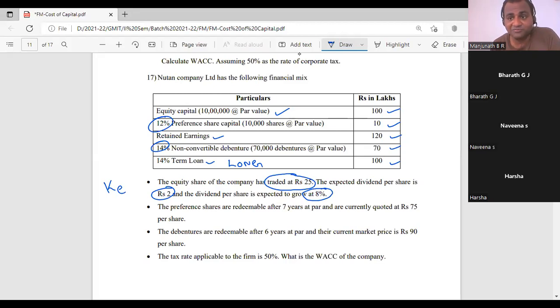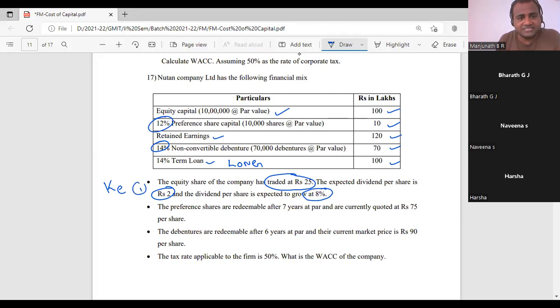How many approaches do we have to calculate the cost of equity? Guys, what are those? Very good. Can you quickly repeat it? What are those 4? Dividend capitalization, earning capitalization, dividend growth, capital asset pricing model. Fantastic. Thank you very much.